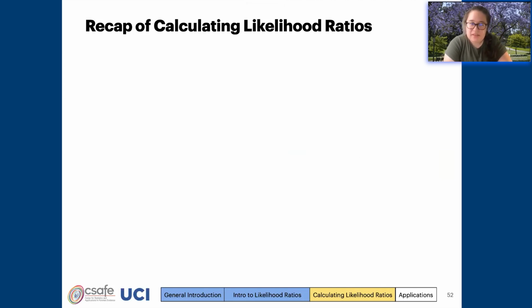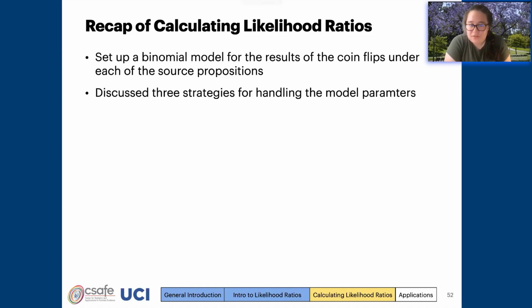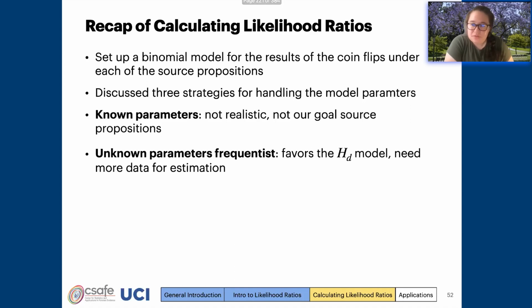So we're now approaching the end of the second section here about calculating likelihood ratios. So I'll just go through what we've talked about in this section. We have a binomial model for the results of the coin flips under each of the source propositions. We discussed 3 different strategies for handling the model parameters. What if we had a set of known parameters, and this is not realistic and also implicitly affects our goal source propositions? And what if we use a frequentist strategy for estimating these parameters, and we said that this favors the different source model, the 2 parameter model. And so we need more data for estimation, or we need to somehow do a separate data splitting technique.